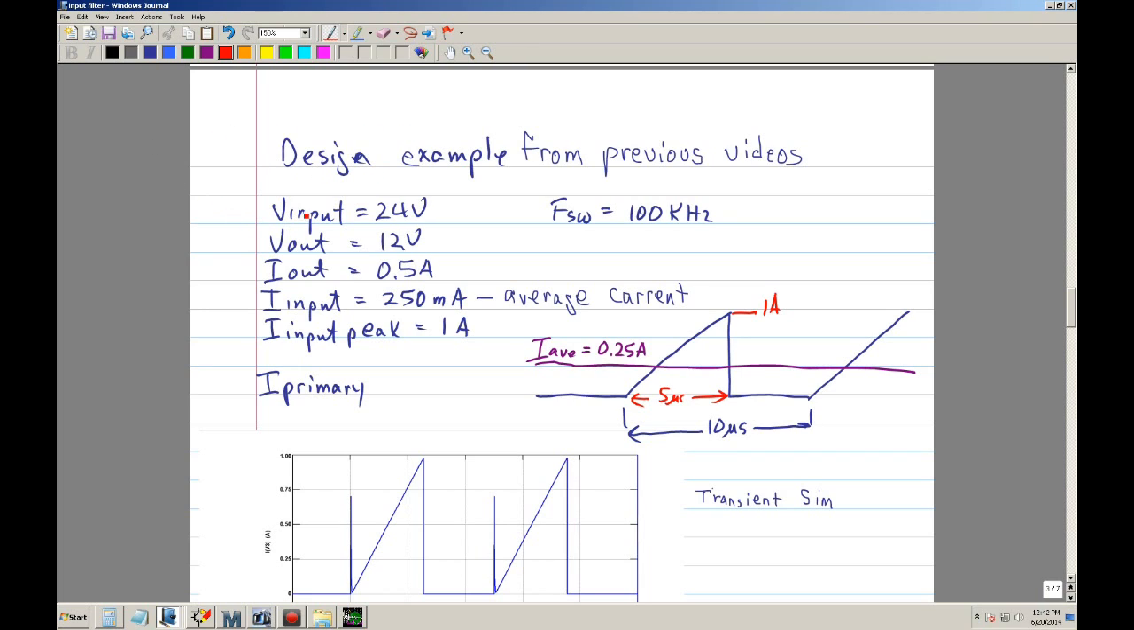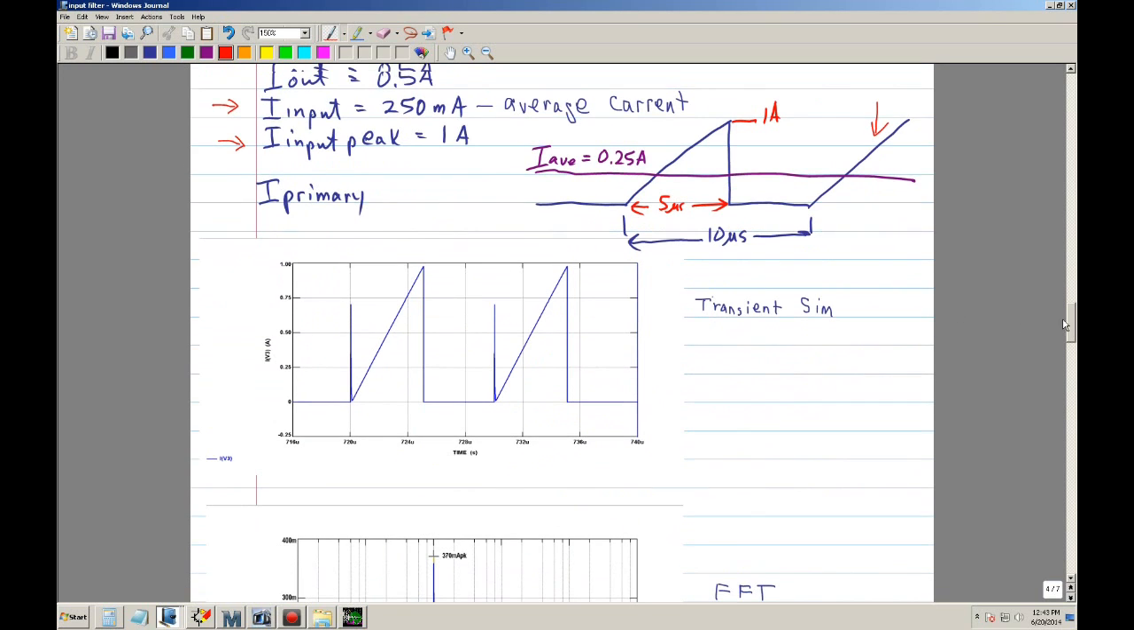The design parameters were 24 volts input, a V out of 12 volts, and a current of half an amp. Once I designed it using a switching frequency of 100 kilohertz, I ended up with an input current average of 250 milliamps and a peak current of approximately 1 amp. So I ended up with a waveform very similar to that. The peak current was close to 1 amp, the average is 250 milliamps, and of course it has a T on of 5 microseconds and a period of 10 microseconds.